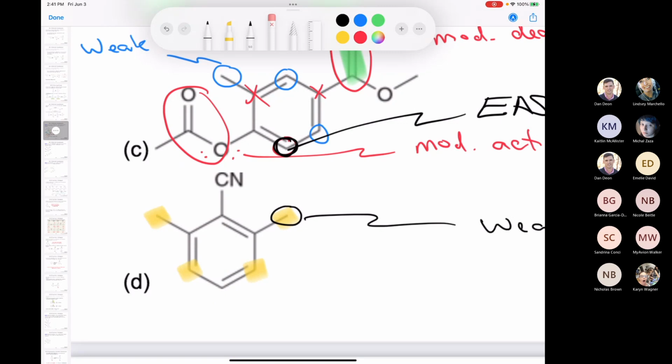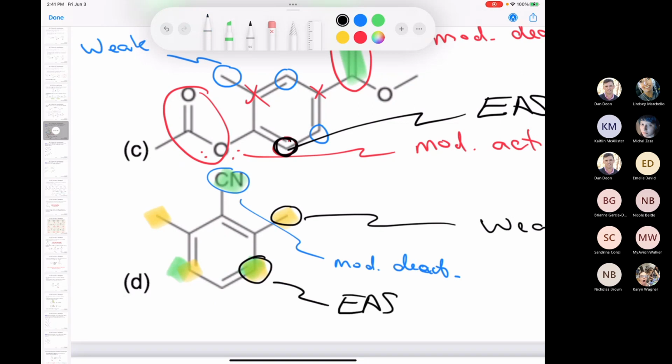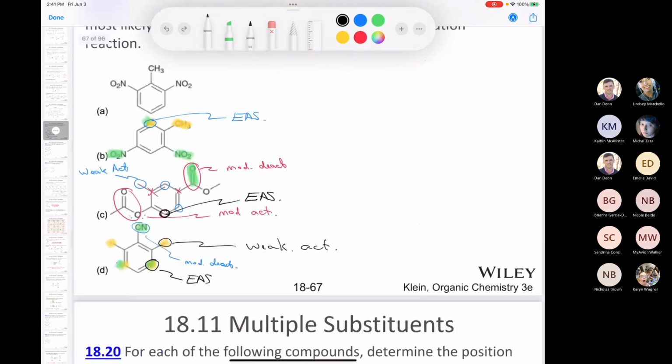So these two carbons is where it's going to occur preferentially. And then since the nitrile is a moderate deactivator, it's going to direct to its meta positions, which would be here and here. And therefore, the electrophilic aromatic substitution is going to occur here or here, either one of those carbons, but it just asks for one position. And so there you go.